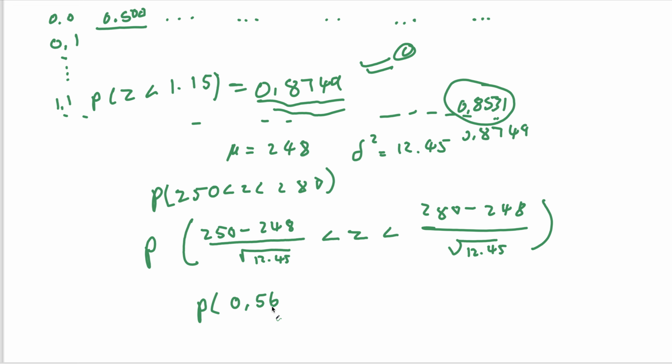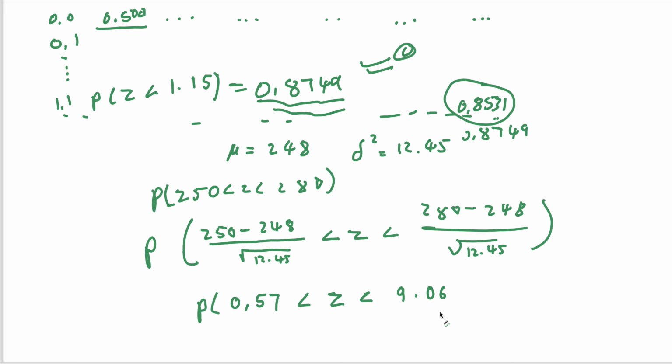My advice is to just work it out to two significant figures. So 0.57, and then this will be less than Z, and then if you work out this part, it will be 8 divided by the square root of 12.45. That's 9. Whew, that's a very big number. 9.06.